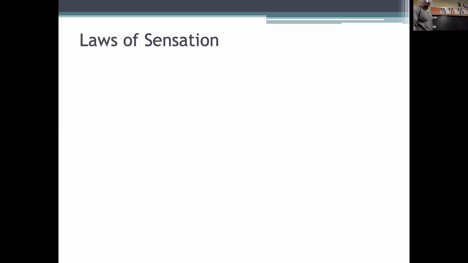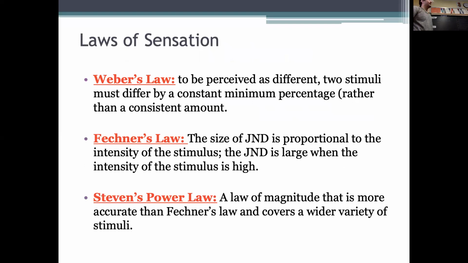All right, laws of sensation: Weber's law, Fechner's law, and Stevens' power law. So Weber's law and Fechner's law kind of go together. And this is really just the minimal amount of change that we can detect in a certain stimulus. With Weber's law, he believed that 2% of a change would be noticeable.